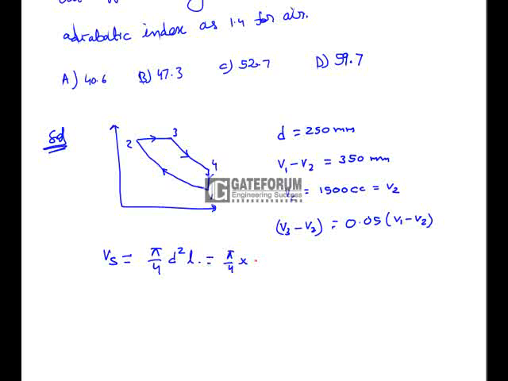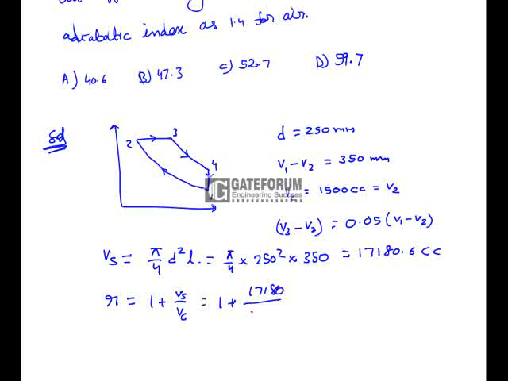So here pi by 4 d square L is pi by 4 into 250 square into 350, which gives a value of 17180.6 cc in cubic centimeters. This is the value of swept volume. And we know that clearance volume Vc is equal to 1500 cc. Now the compression ratio r is equal to 1 plus Vs by Vc, so it is equal to 1 plus 17180 by 1500, which gives a value of 12.45.